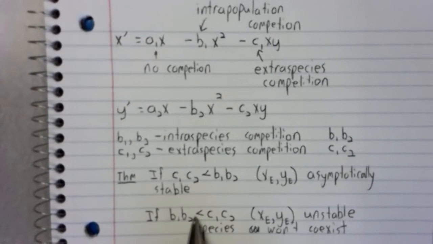This inequality tells you that there is significant competition between the species. And one of these species is going to drive the other to extinction.